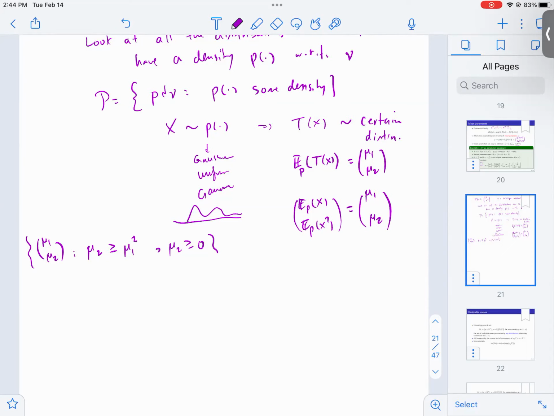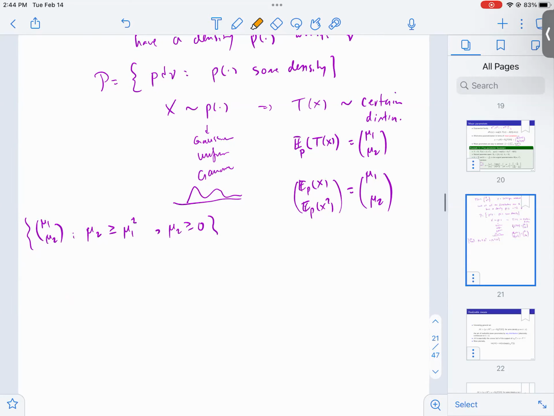Okay. So that's what we're going to refer to as the set of realizable means for this mapping T. So I specify this T. I specify this Lebesgue measure. Then there's the set of realizable means, which I'm going to write as M. It will be the set of all mu's in R^d such that mu is equal to E_p[T(X)] for some density p with respect to mu. Okay.